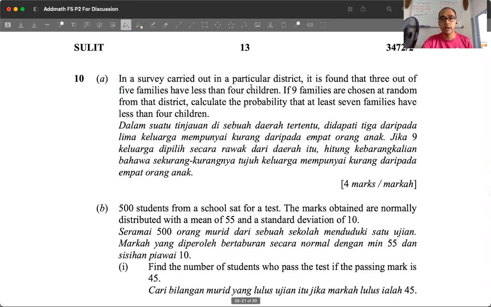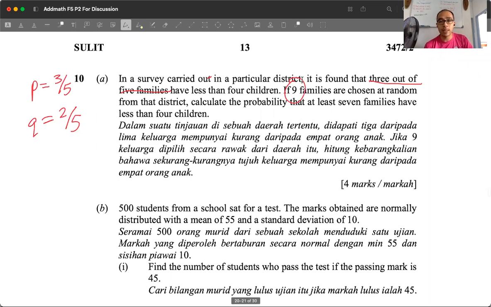So in a survey carried out in a particular district, it is found that 3 out of 5 families. So we find this in famous words over here. Okay, 3 out of 5 families, which means that less than 4 children. So kebarangkalian berjaya is 3 over 5. Besar mungkin. Okay, and therefore q equals to 2 over 5.